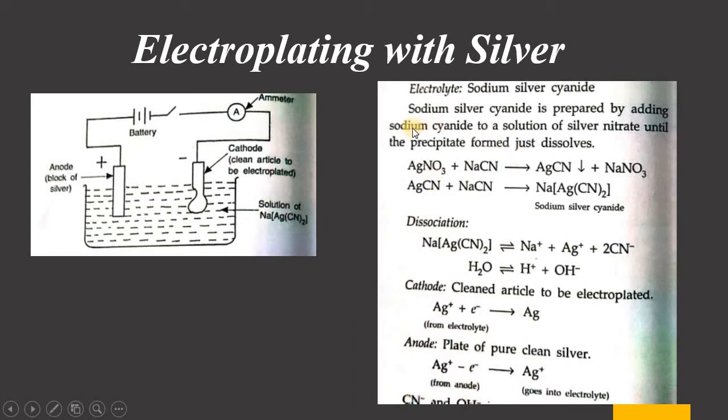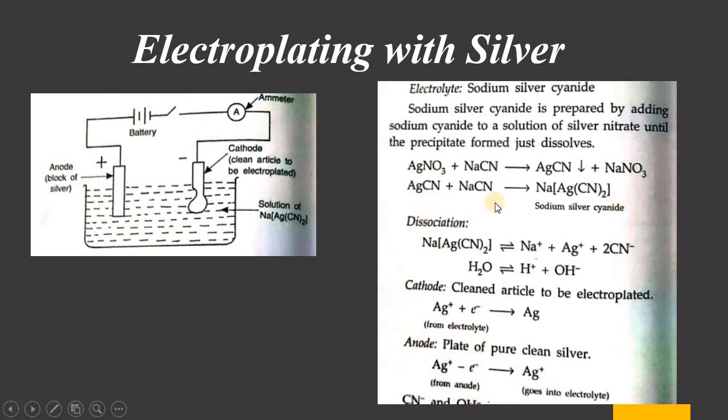or it is also taken as potassium argentocyanide, or commonly known as, those who cannot remember, they can say sodium silver cyanide, or you can take potassium silver cyanide. It is NaAg(CN)2, that is sodium silver cyanide or sodium argentocyanide. And in case it is KAg(CN)2, then it is potassium silver cyanide or potassium argentocyanide.